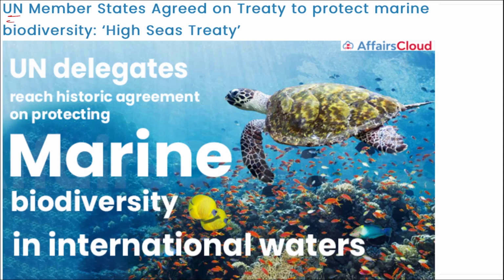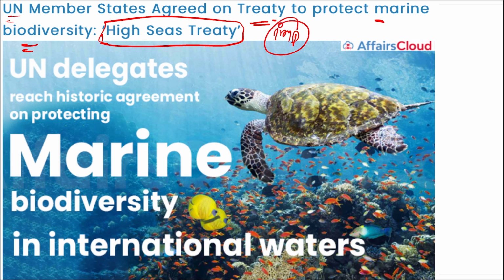Next, United Nations members have agreed upon a treaty to protect marine biodiversity, that is the High Seas Treaty. This treaty is very important, friends. A question will definitely be asked from this news that recently a treaty was signed by United Nations members. What was the name of the treaty? It is the High Seas Treaty, and under this treaty, the marine biodiversity in international waters will be conserved at any cost. This was a historic treaty signed by the United Nations. So that's all for the day, friends.